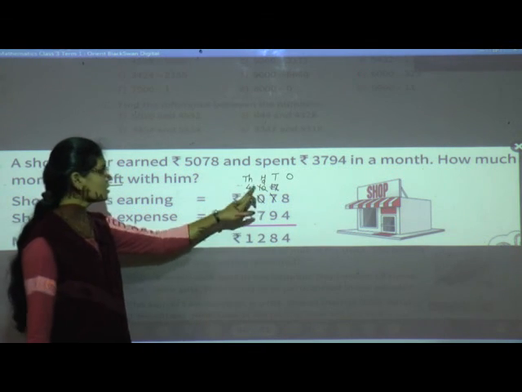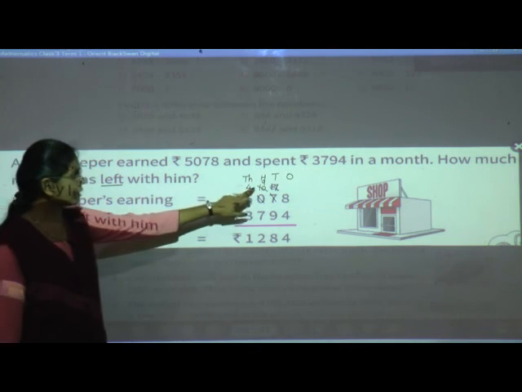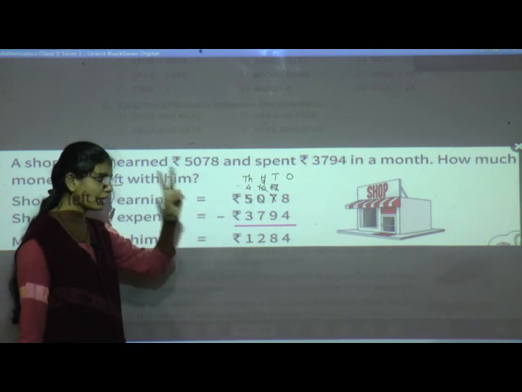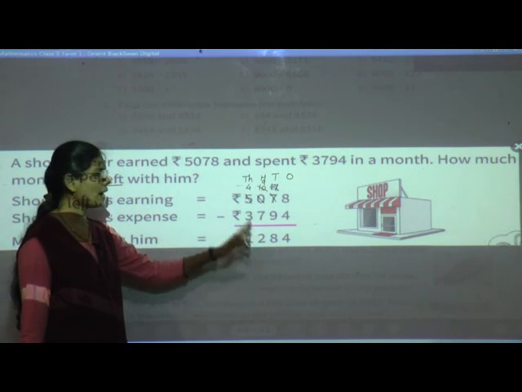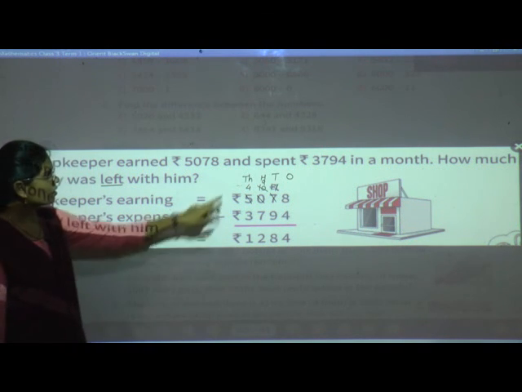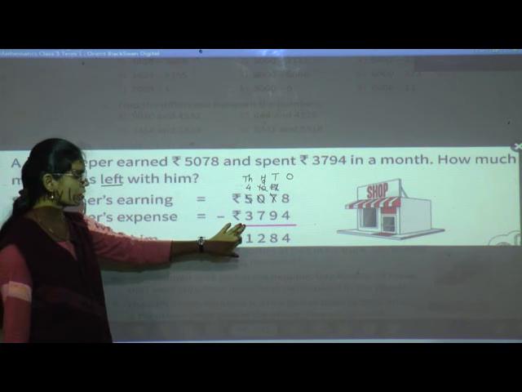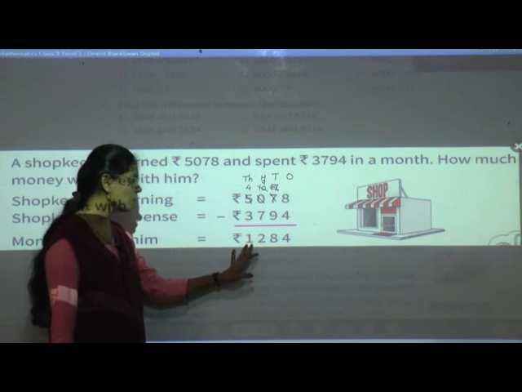Okay. See the hundreds place now. Here 9 is there, here 7 is there. So 9 minus 7, we will get 2. So we will write 2 at hundreds place. See the thousands place. Here 4 is there, here 3 is there. 4 minus 3, very easy. 4 minus 3 is equal to 1.